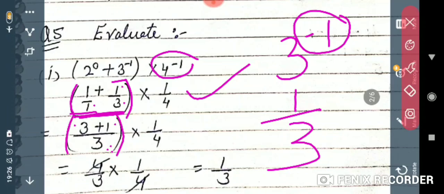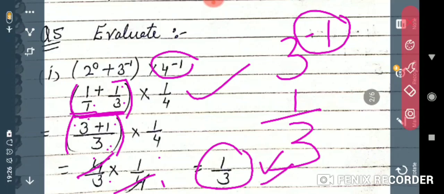First what will we solve? We will solve the bracket. So 3 plus 1, 4 upon 3. Multiply 1 upon 4. So 4 and 4 will get cancelled. What will remain? 1 upon 3 is the answer.